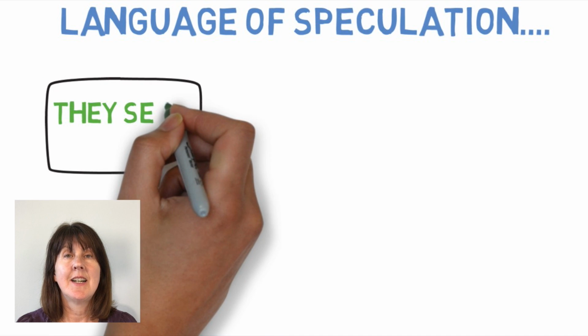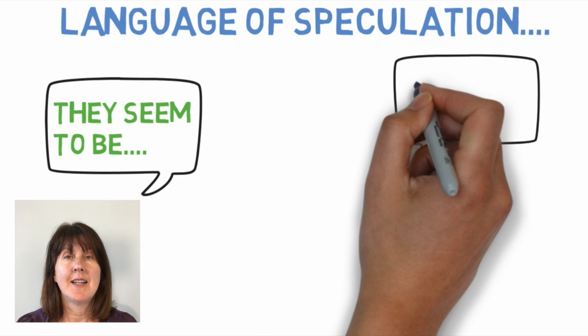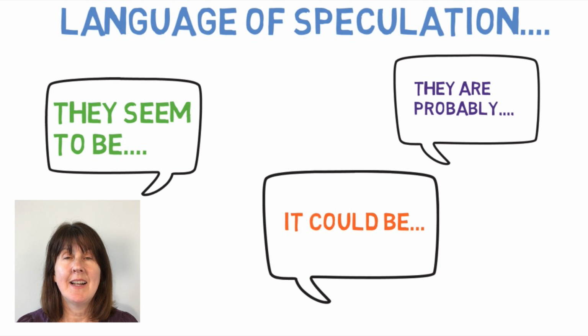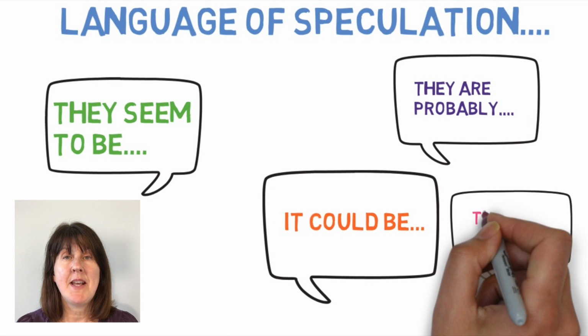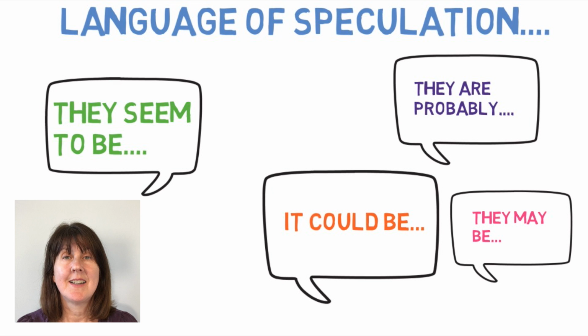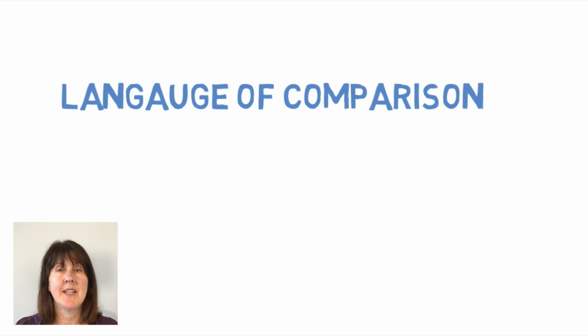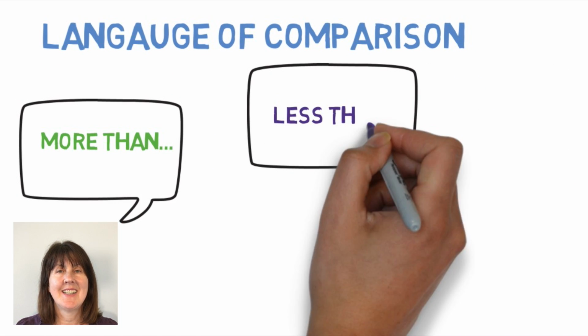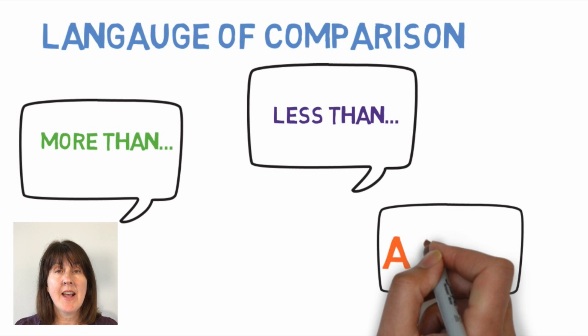Other useful language for speaking Part 2 is the language of speculation: they seem to be, they are probably, it could be, they may be. And the language of comparison: more than, less than, as something as.